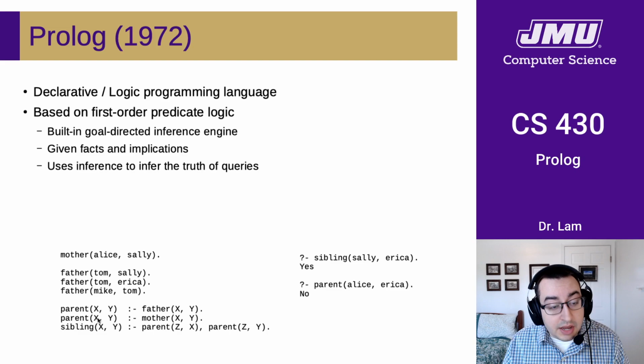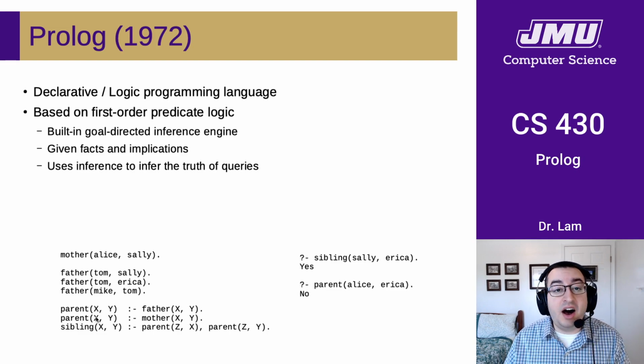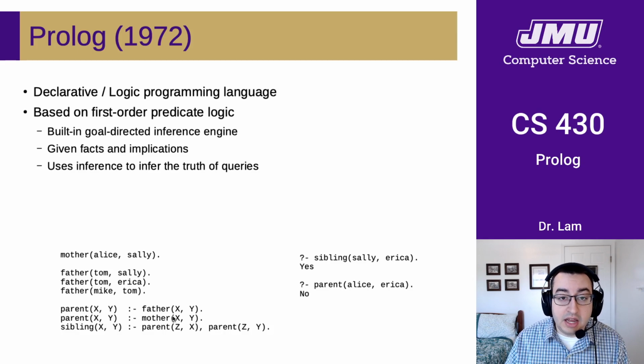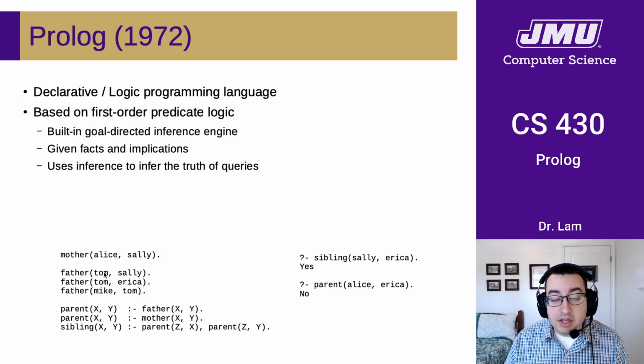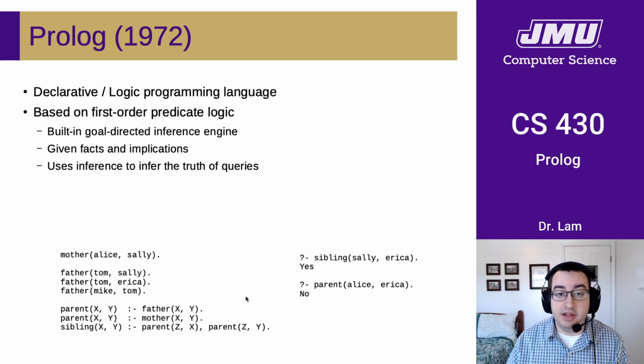There's also a second definition of parent, however, so we can also infer that X is the parent of Y if X is the mother of Y. So there are two different ways of inferring this parent relationship. So for instance, we would be able to infer that Tom is a parent of Sally, right? We would also be able to infer that Alice is a parent of Sally.